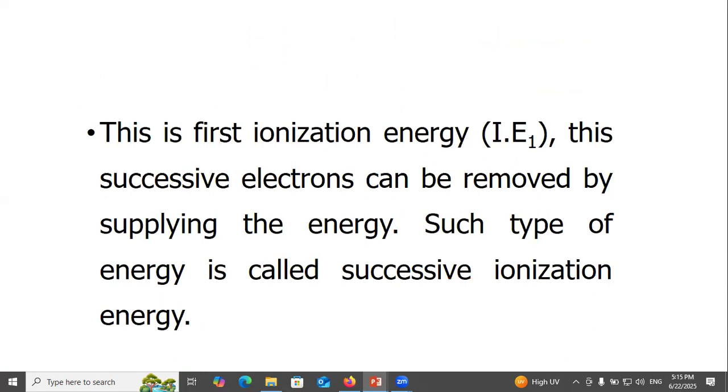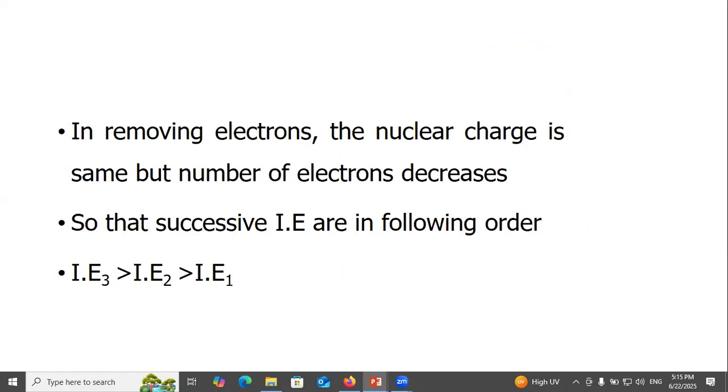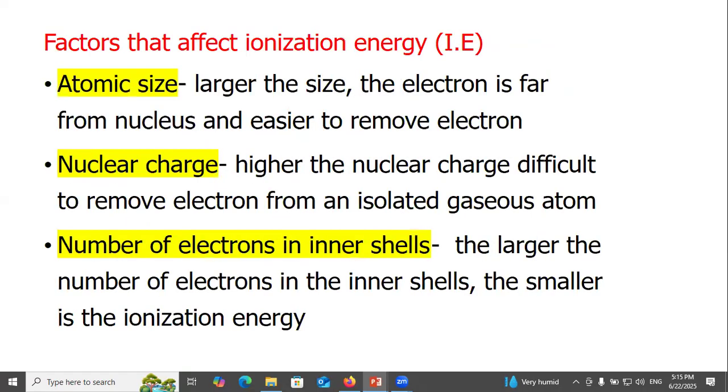These successive electrons can be removed by supplying energy. This type of energy is called successive ionizing energy. In removing electrons, the nuclear charge is the same, but the number of electrons decreases, so the successive ionizing energy follows the order: the highest energy is the third ionizing energy, then the second, and then the first, and so on.